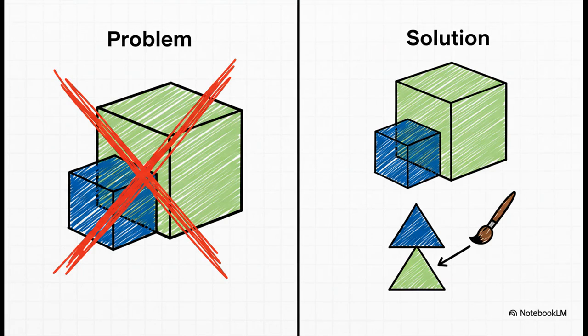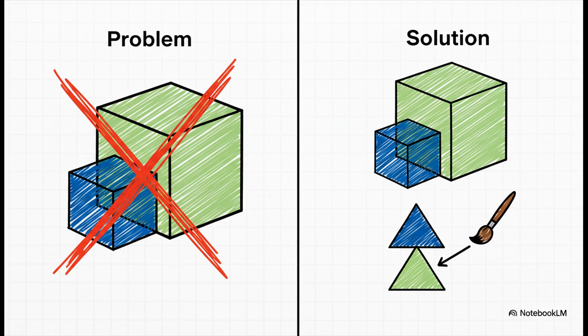But wait, there's a huge potential problem here. What if we just draw our triangles in a totally random order? You could have an object that's far away get drawn on top of an object that's close up, and that would completely break the illusion of depth. The solution is something called the painter's algorithm, and it works exactly like it sounds.